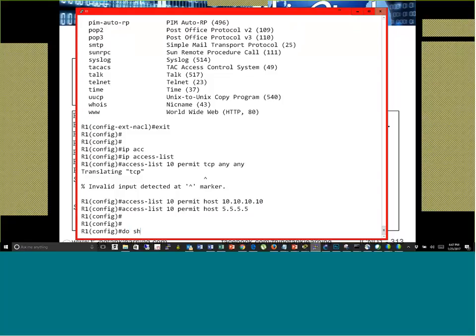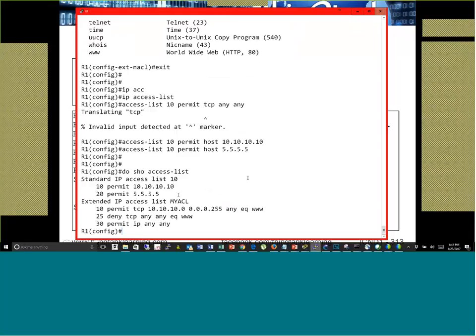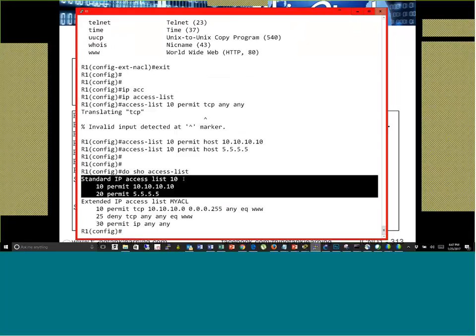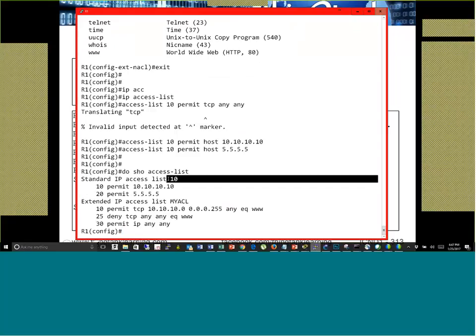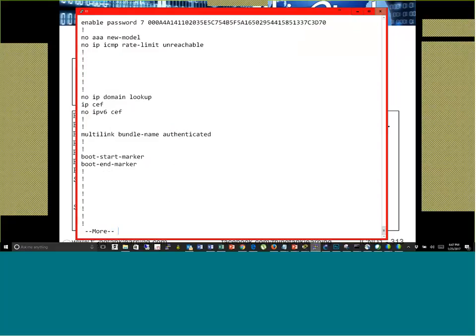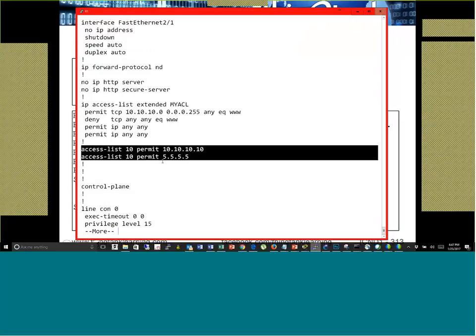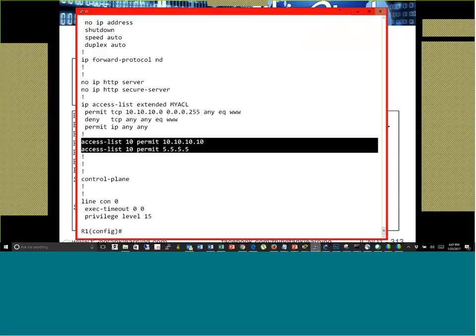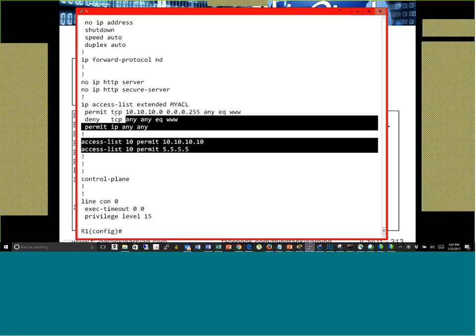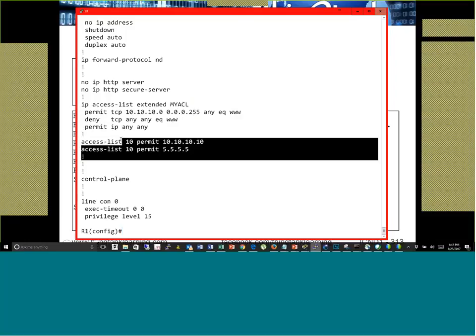If I do show access-list though, it shows up as a named access list using the number as the name. But if I do a show run, it shows up as a standard legacy configuration. It's really strange. When you do a show access-list, it looks like the named approach, but when you do a show run, it still looks like the legacy approach. See, this is the named approach on top. This is the legacy approach, or the older approach, on the bottom.